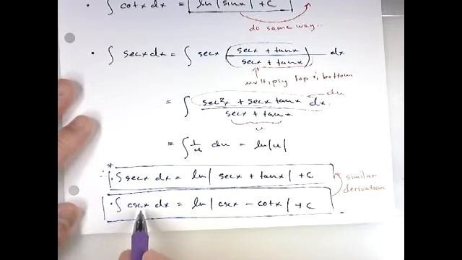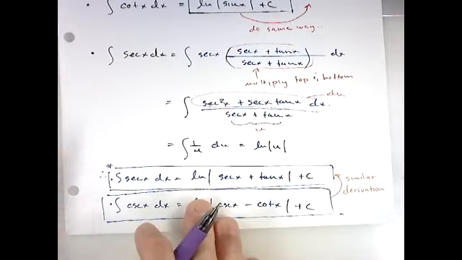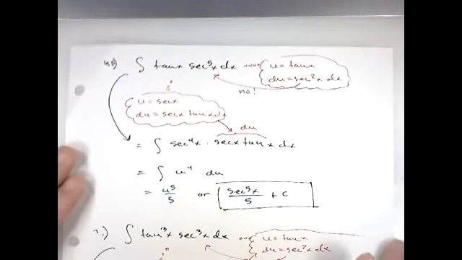Cosecant of x could be done in a similar way. I won't show it here, but the antiderivative of that comes out to be natural log of absolute value of cosecant x minus cotangent x plus a constant. Okay, let's go on with powers of tangents and secants then.